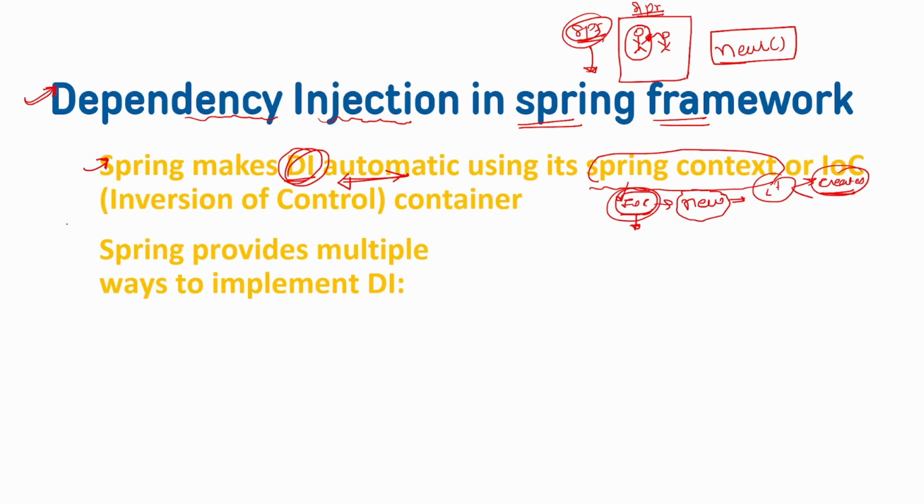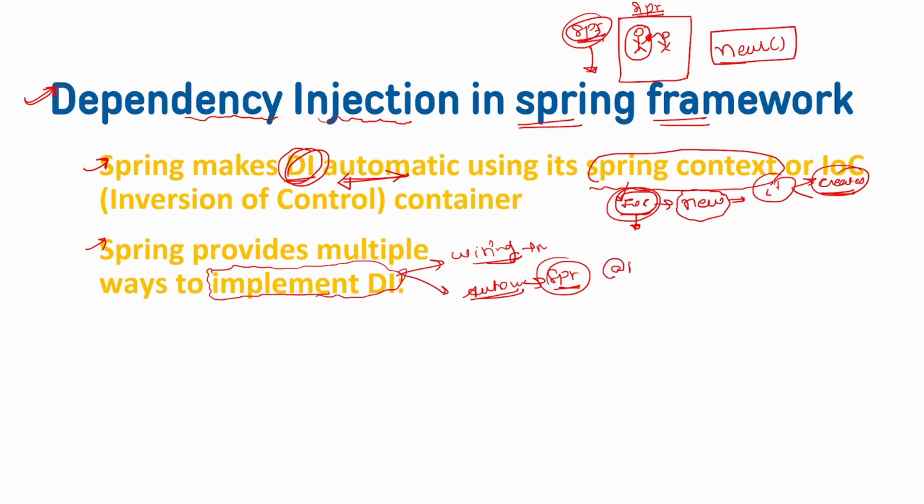So how can we implement dependency injection in the Spring framework? Spring provides multiple ways. There are basically two methods of implementing dependency injection in the Spring framework. The first one is wiring, also known as the manual method, and the second one is auto wiring, which is an automatic method. Spring automatically injects the dependency when we use the @Autowired annotation.